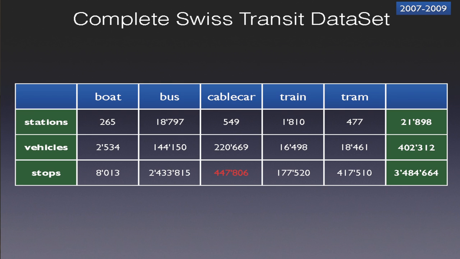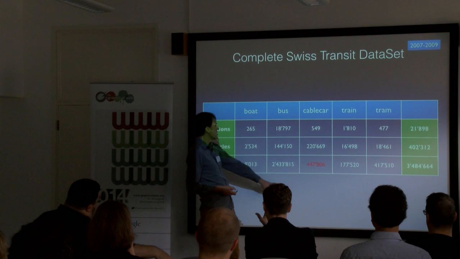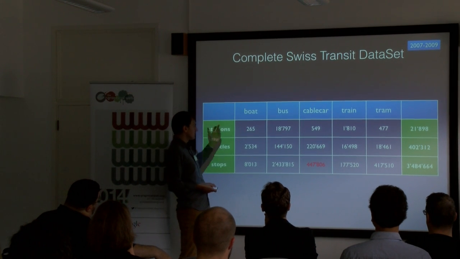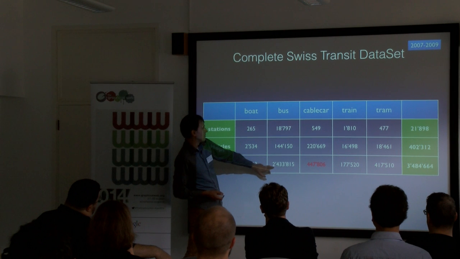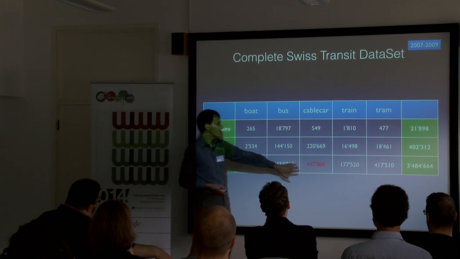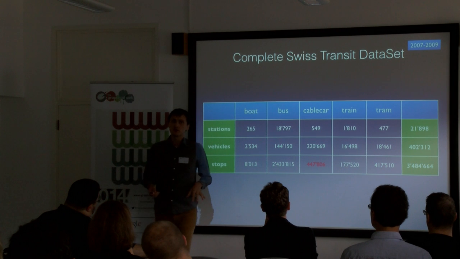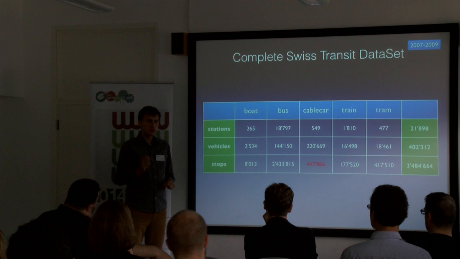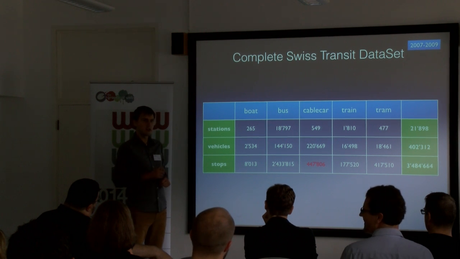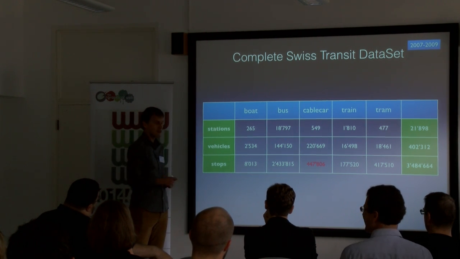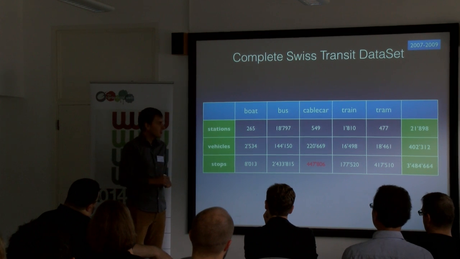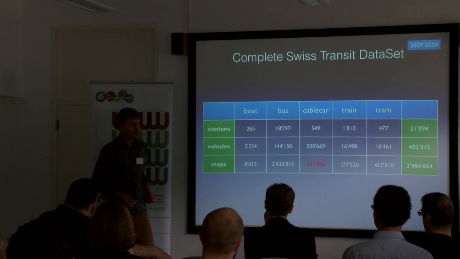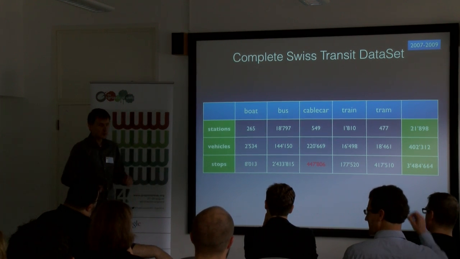and there is also a big amount of stops. There is a funny note here: the cable car, which you see in red, has more entries than trains. Why? Because in ski resorts, for each gondola that runs every minute, they have an entry in the database. So if you go to the SBB website and search Matterhorn, Cervinia, whatever, you're going to see an entry for each gondola. It's pretty crazy to see those numbers after crawling their data, and visualizing them was also a challenge.